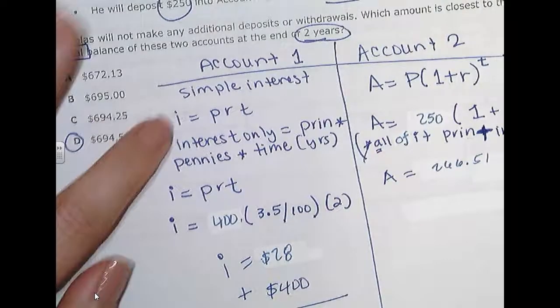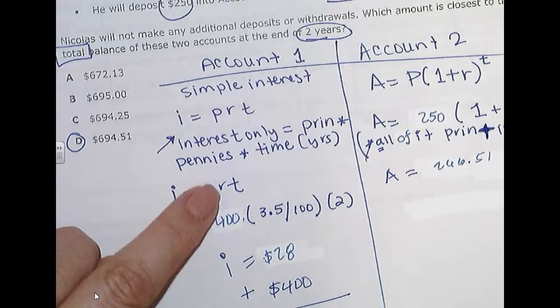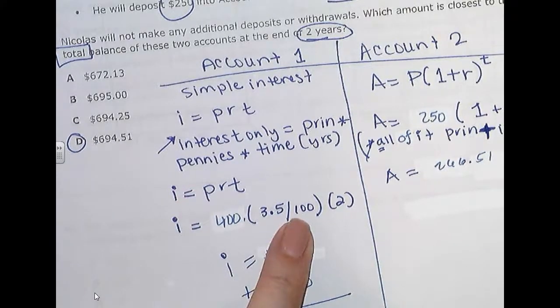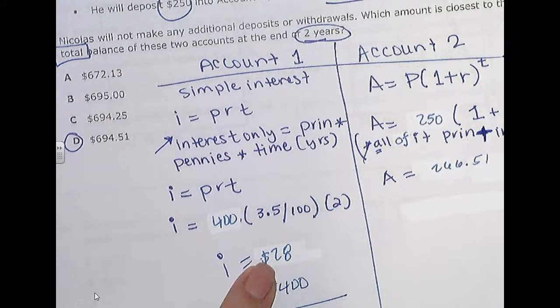Simple interest, I equals PRT. That's interest only. My P is 400. Rate is 3.5 divided by 100. You have to divide by 100 to get the interest rate. And time is 2. I put that in the calculator and I get $28.